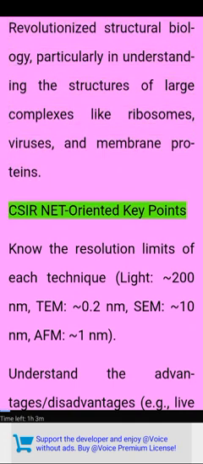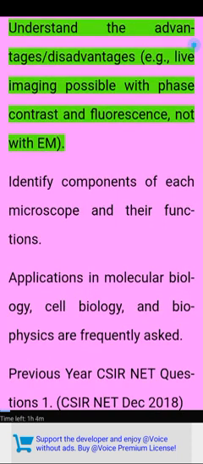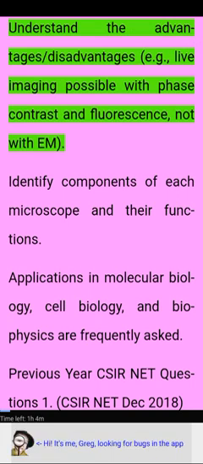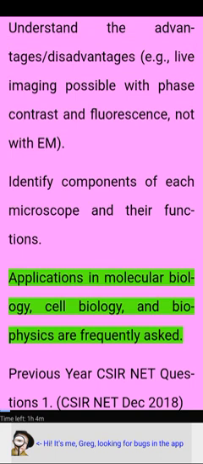CSIR NET-oriented key points. Know the resolution limits of each technique. Light, approximately 200 nanometers; TEM, approximately 0.2 nanometers; SEM, approximately 10 nanometers; AFM, approximately 1 nanometer. Understand the advantages and disadvantages, e.g., live imaging is possible with phase contrast and fluorescence, not with EM. Identify components of each microscope and their functions. Applications in molecular biology, cell biology, and biophysics are frequently asked.